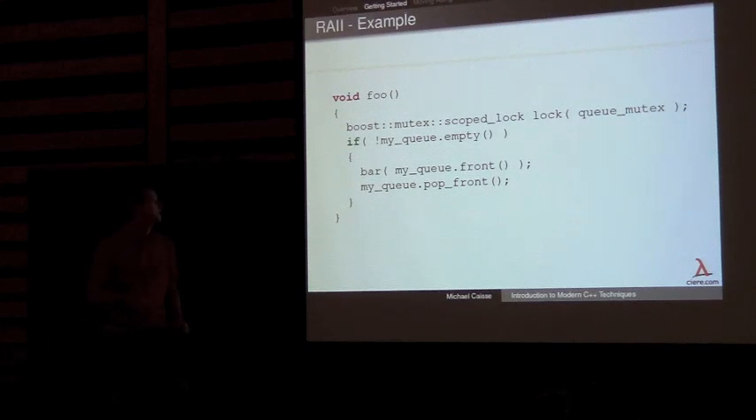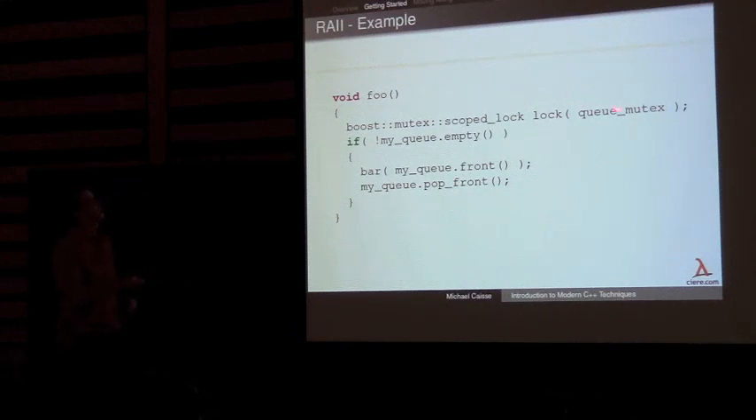For example, in the Boost library, we have a mutex. We want to lock that mutex, but regardless of what happens inside of our function, we want to make sure that that lock gets unlocked when we leave. So here we create a scoped lock object passing in the mutex. On the constructor, it'll lock the mutex, and on the destructor, it will unlock it. So regardless, if something throws in here, if bar throws, I'm not going to end up in this wacky state where I have a mutex that's locked. That would be bad.